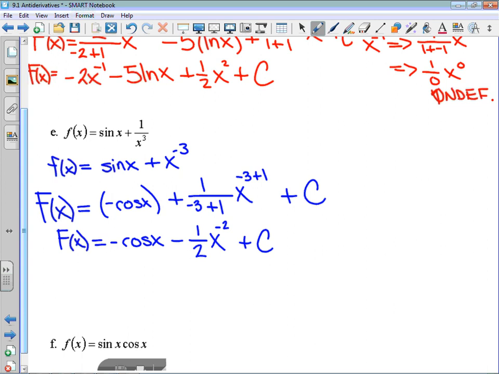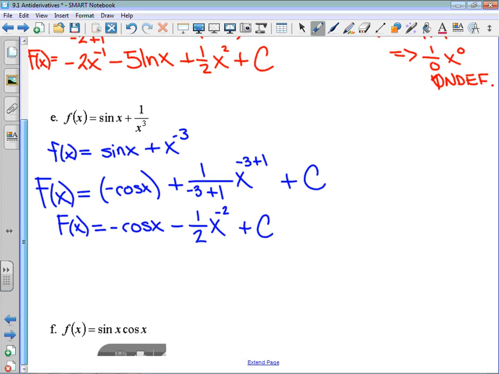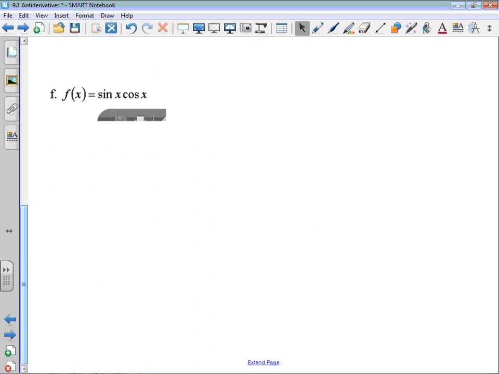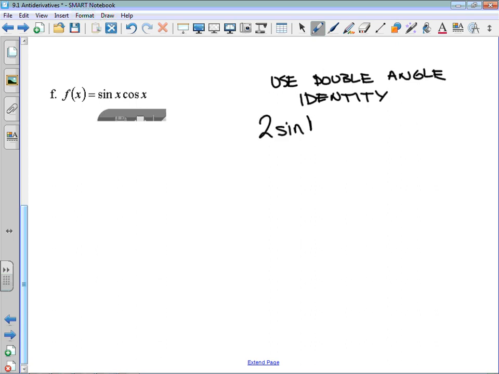All right, the last one here, we will eventually learn a couple different techniques for this, but what we're going to do for this particular question is use our double angle identity. And we are going to say that our double angle identity is the idea that, I'll write A's instead, 2 sine A cos A is equal to the sine of 2A.